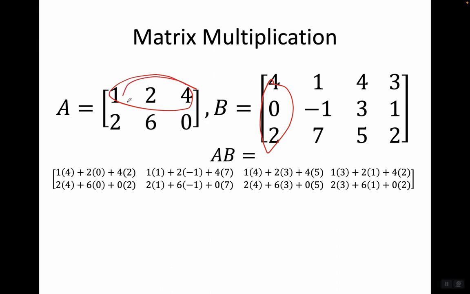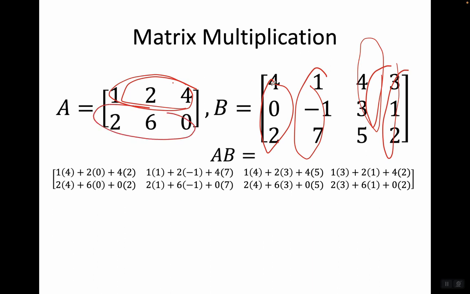Okay, and then we've got this row times this column, and so on. So that's going to be 1 times 1 plus 2 times negative 1 plus 4 times 7. And you just keep going. This row times this column, and then this row times the fourth column. And then we've got this row times the first column.